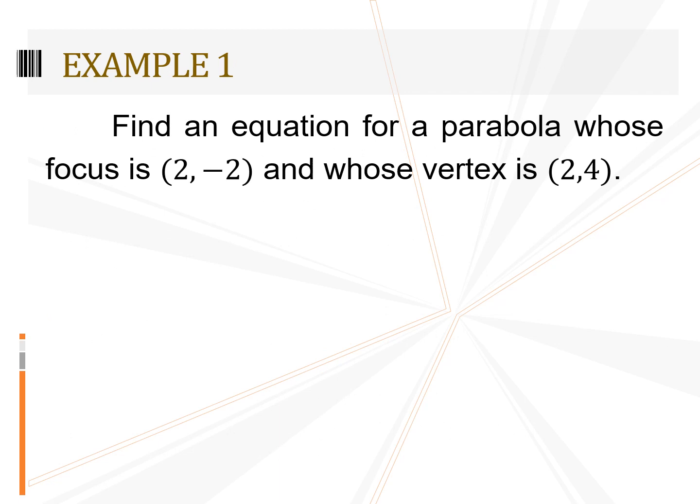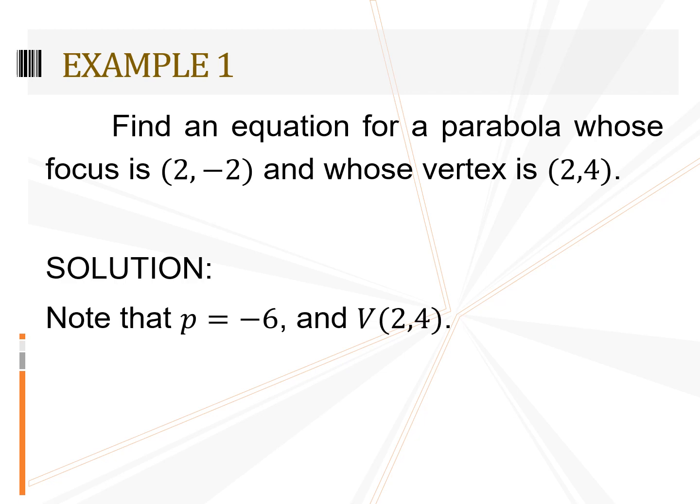Find an equation for a parabola whose focus is at (2, negative 2), and whose vertex is (2, 4). Mentally visualizing the given will help you conclude that the parabola opens downward. Since the distance between the focus and the vertex is 6 units, p is equal to negative 6. Finally, since the vertex is at (2, 4), the equation for the parabola is the quantity (x minus 2) squared equals negative 24 times (y minus 4).